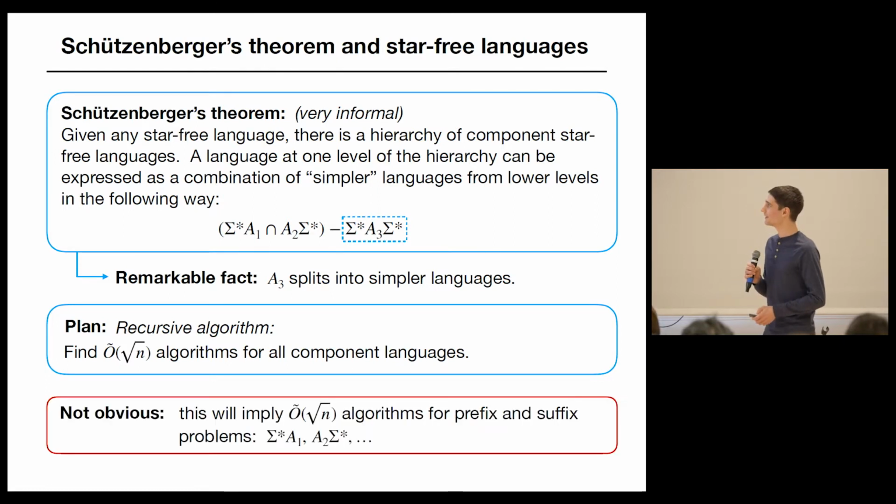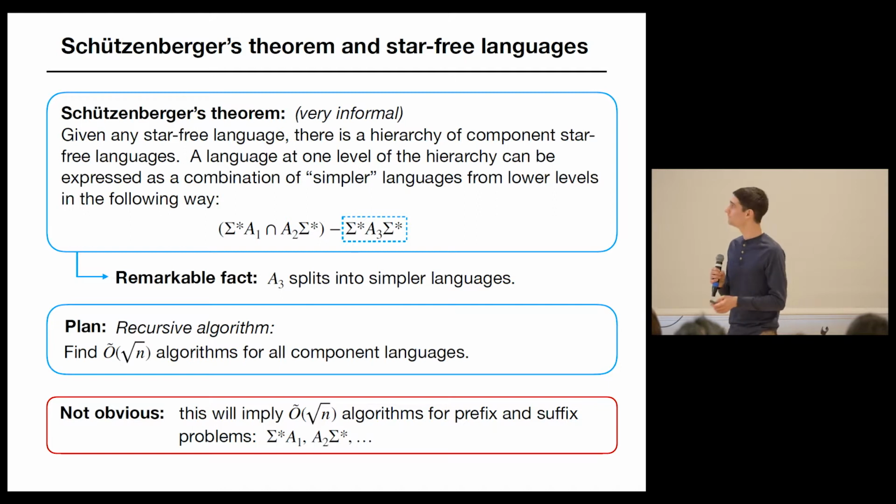This is, in fact, not obvious, but this is OK. If we have a square root n algorithm for A1, then we can solve the corresponding prefix and suffix problems as well. And this will also hold for all of the split languages of A3. This has to do more with the structure of A1 and A2 and A3, which I won't get into. But I do want to give you some sort of a flavor of what goes behind this proof.